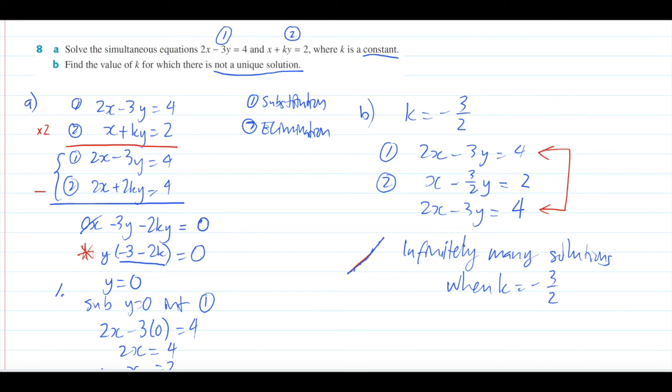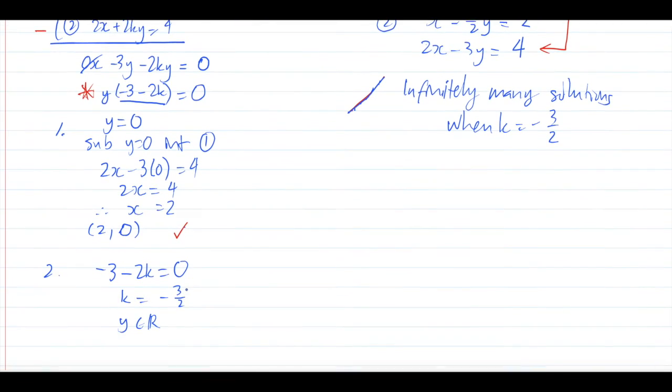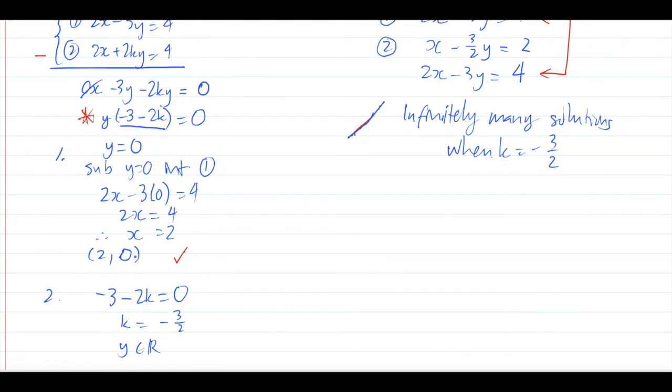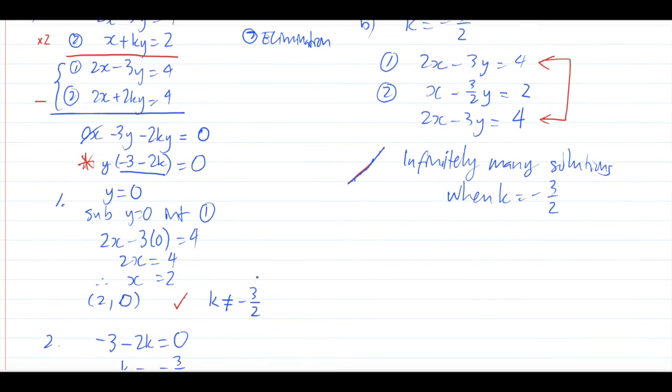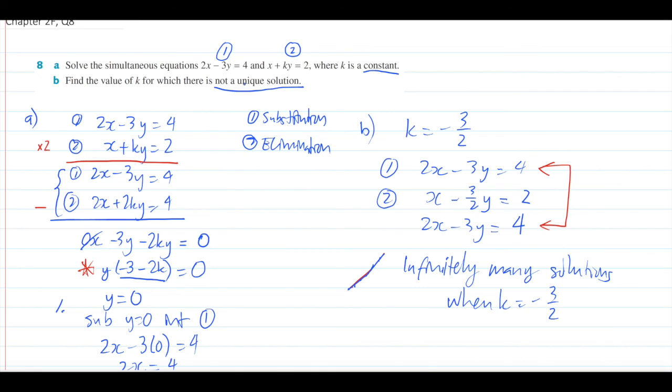The only part that I would like to point out is over here for part A, where you have to be careful. Your unique solution when you're solving for it is indeed x equals 2, y equals 0. But you also have to keep in mind that k cannot be negative 3 on 2, okay? Because if k is negative 3 on 2, then you have infinitely many solutions, which would not allow you to find an x or a y value at all, because there are infinitely many solutions, okay?